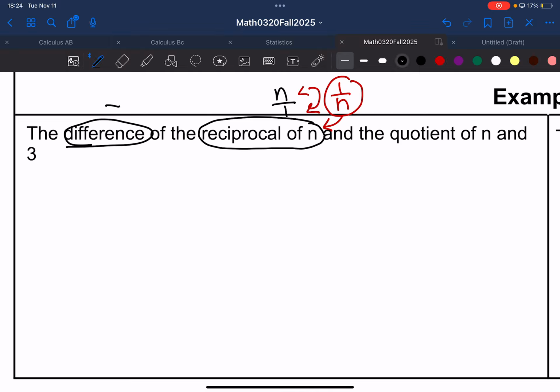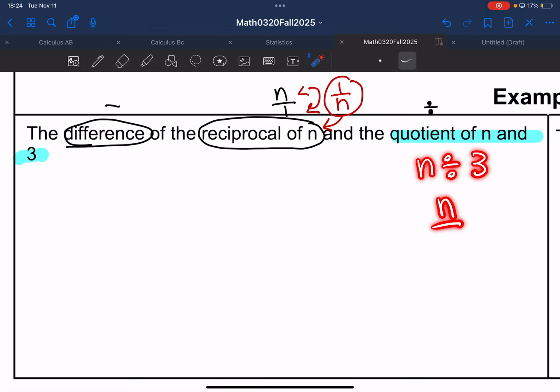So the next part says quotient of n and 3. So what does quotient mean? Division. Quotient means to divide. So quotient of n and 3 means we're doing n divided by 3. How would I write it? Would I write n divided by 3? N over 3. Remember, when we do fractions, that's the same as dividing.